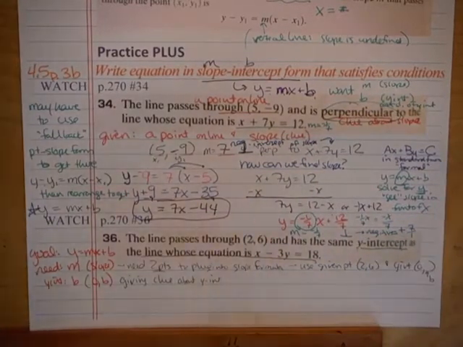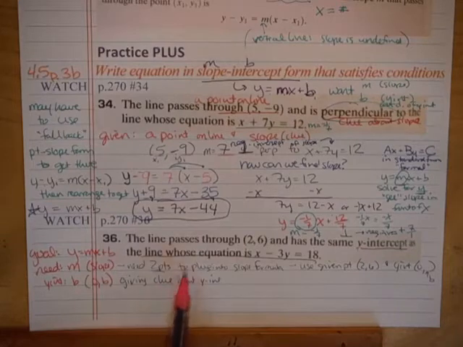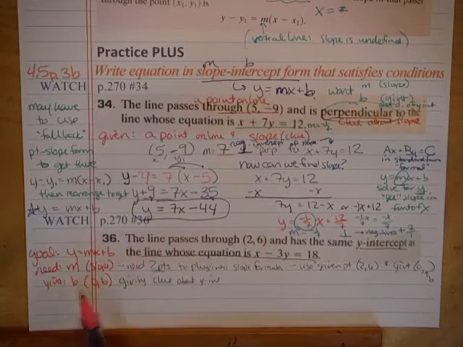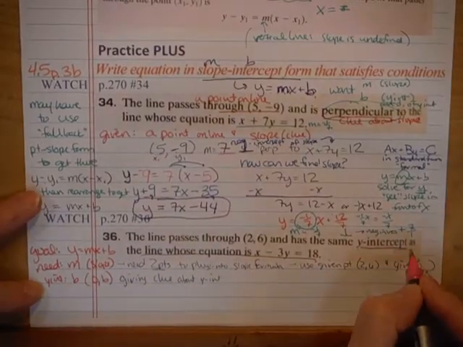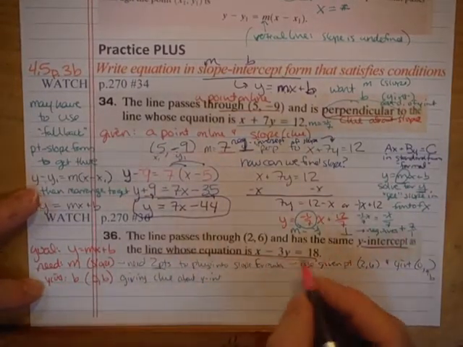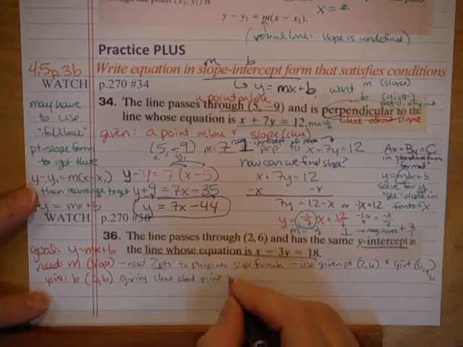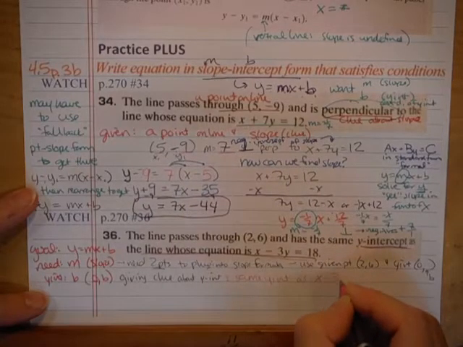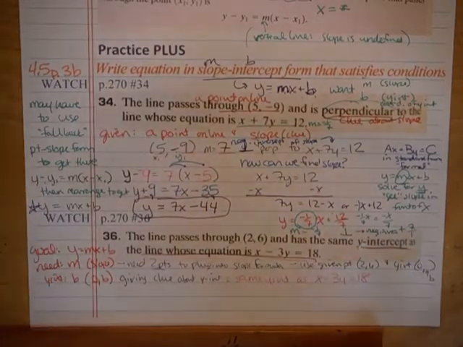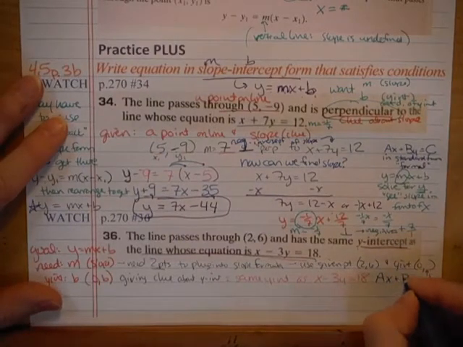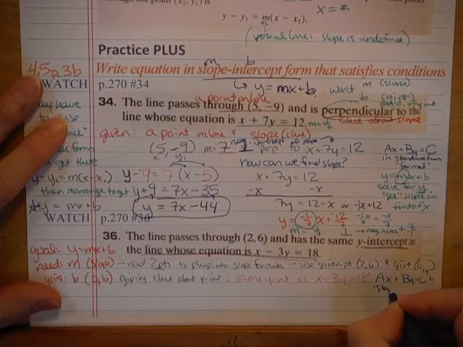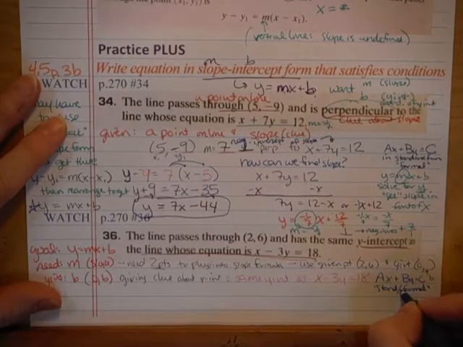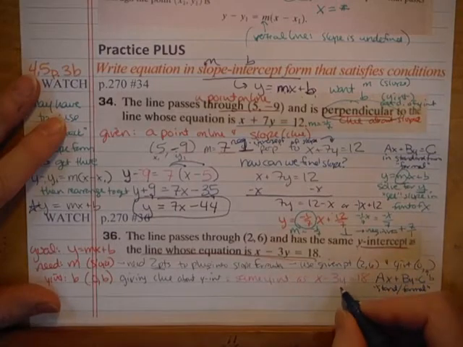Okay? So that means we have to start with finding out the y-intercept. We can't come up with slope yet because we only have 1 point on the line, and we need 2 points to come up with slope. But we know it's the same y-intercept as the line x minus 3y equals 18. Again, this is in the formal version, standard form of the equation, which means that we can't see the y-intercept.